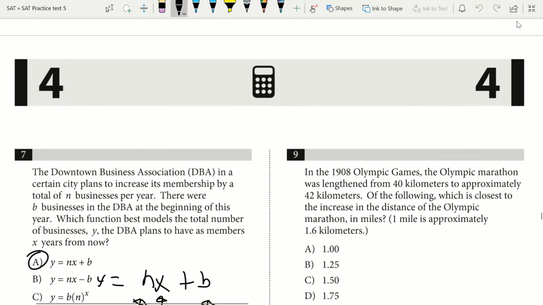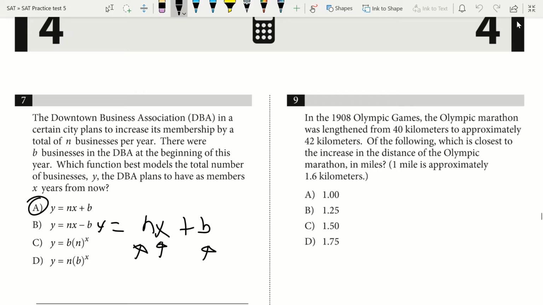All right, now we've got question 9. In the 1908 Olympic Games, the Olympic marathon was lengthened from 40 kilometers to approximately 42 kilometers. Of the following, which is closest to the increase in the distance in the Olympic marathon in miles? All right, well, we went from 40 kilometers to 42, so we increased by 2 kilometers.